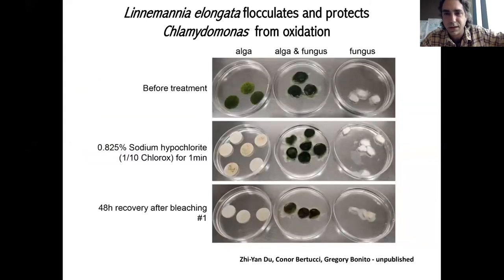Not only that, this is kind of cool. Chlamydomonas has flagella, so it actually swims very quickly to the fungus mycelium when they're put together, and they form this kind of biofilm together, and it's a protective matrix. So we did this experiment with the oxidation where we put bleach on the fungi, and immediately if it's just the algae, they bleach in a second. But if they're grown in this biofilm, they don't bleach and they persist for days, still active and photosynthesizing.